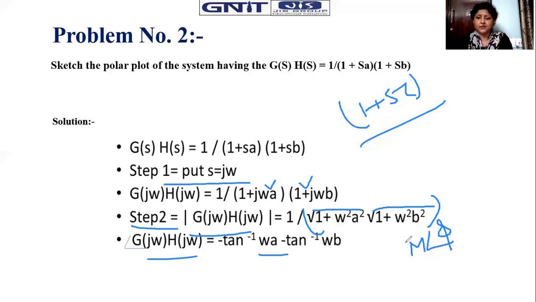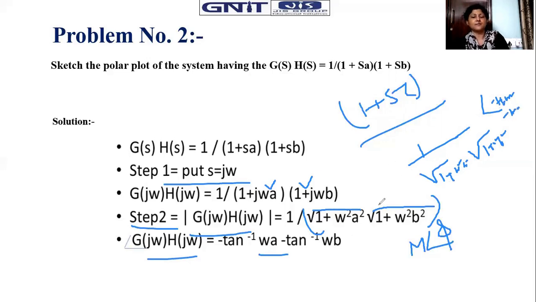So finally we got the M-phi form, with the magnitude 1 divided by root under 1 plus omega square A square into root under 1 plus omega square B square. And your phase is minus tan inverse of omega A minus tan inverse of omega B. So this is the composite magnitude polar form. Now we will plot this polar with respect to omega. So what we have to do? We have to make a table.